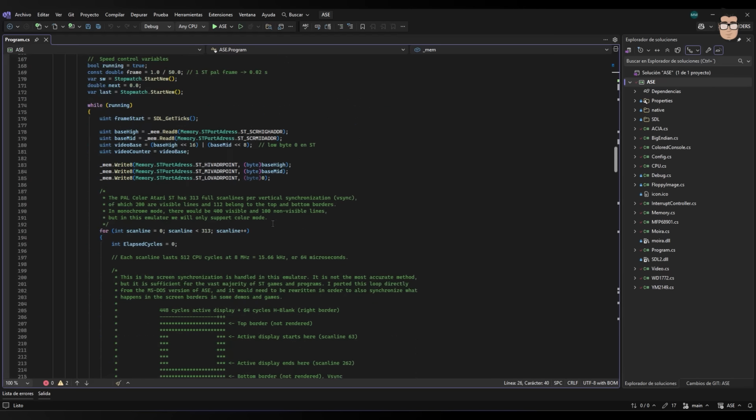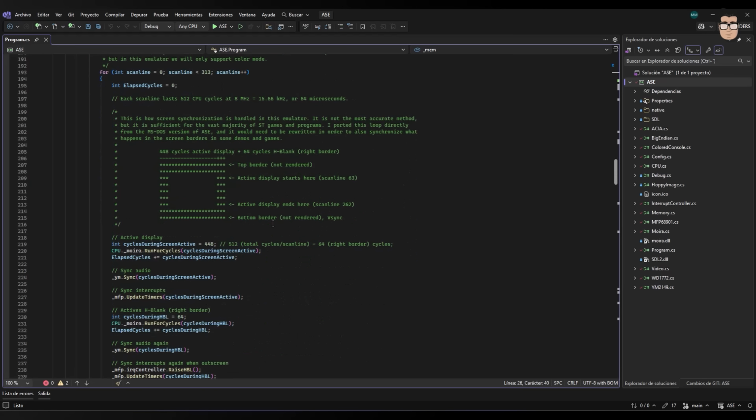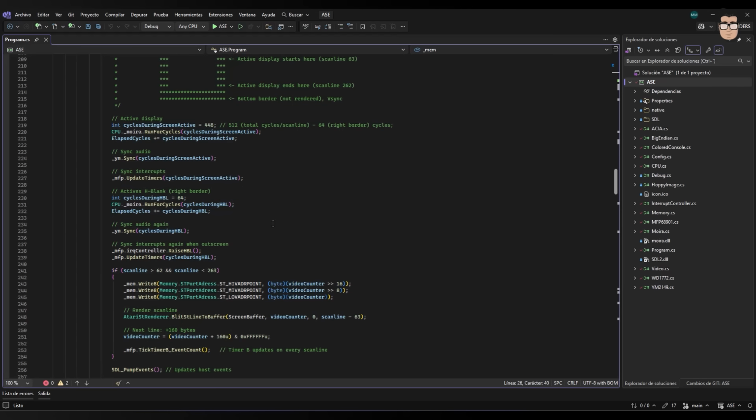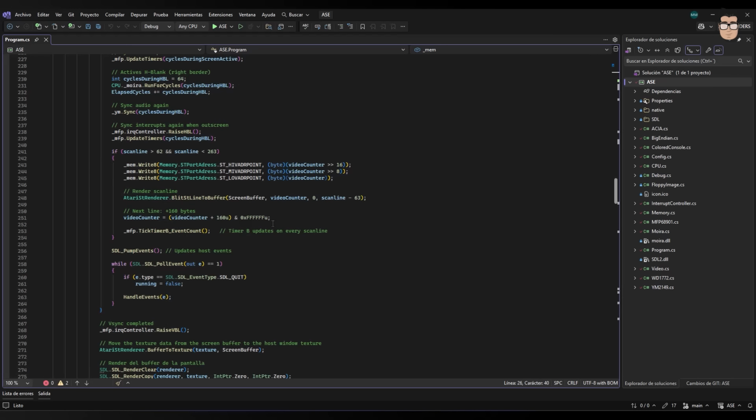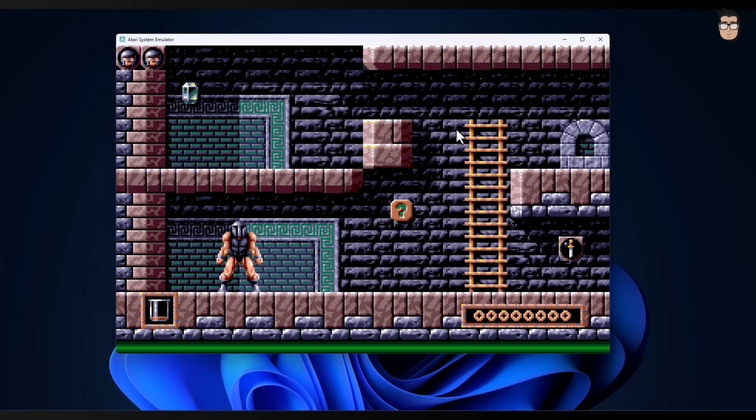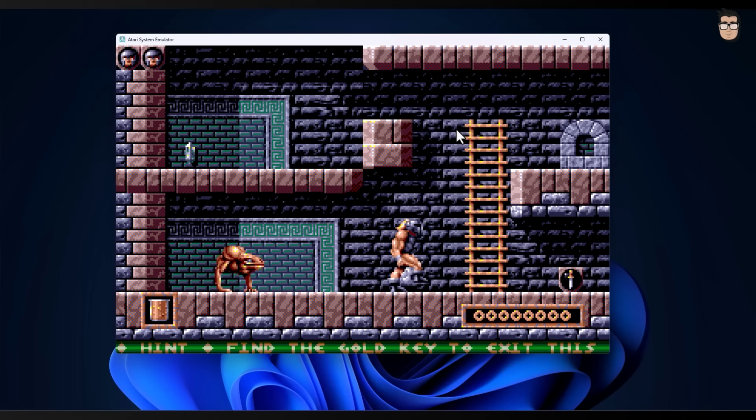Now all that's left is to apply everything we've seen so far to our emulator. You can download the emulator from the link I've left in the description, or clone the Git repository and explore the code to see how I've implemented all the concepts we've covered up to this point.